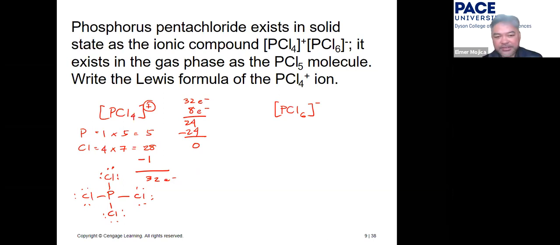Now, how about the other one here? The same thing. So I have 1, and then I have 6. So I multiply that with 5. I multiply it with 7. So 6 times 7 will give me what? 42?